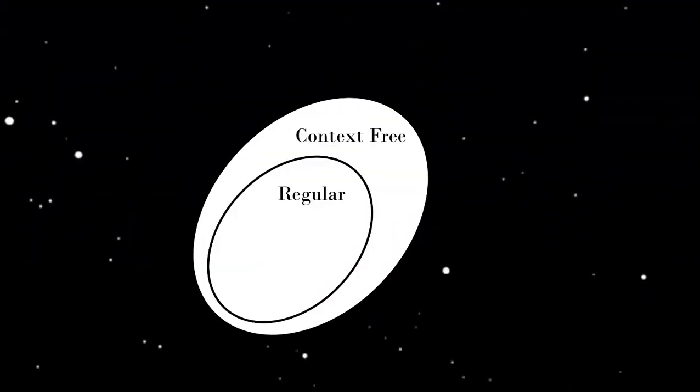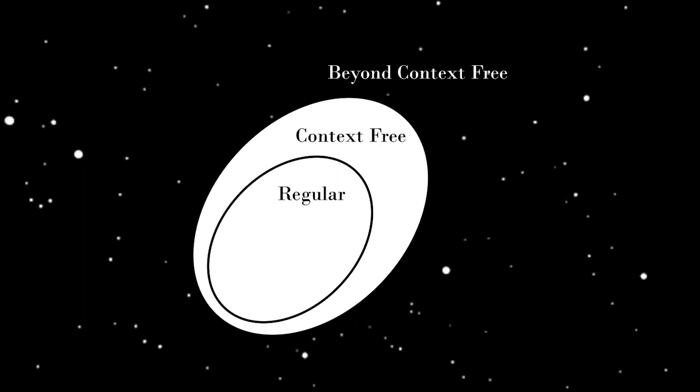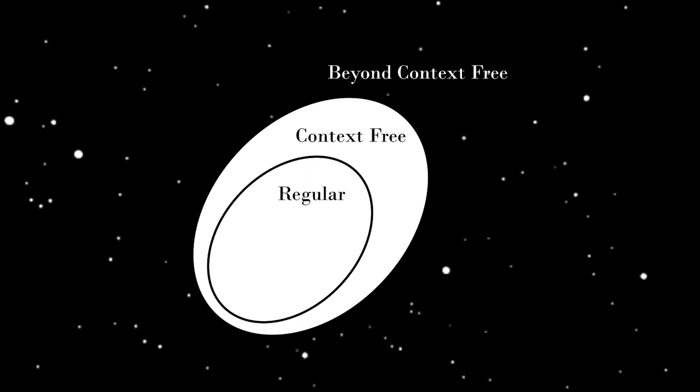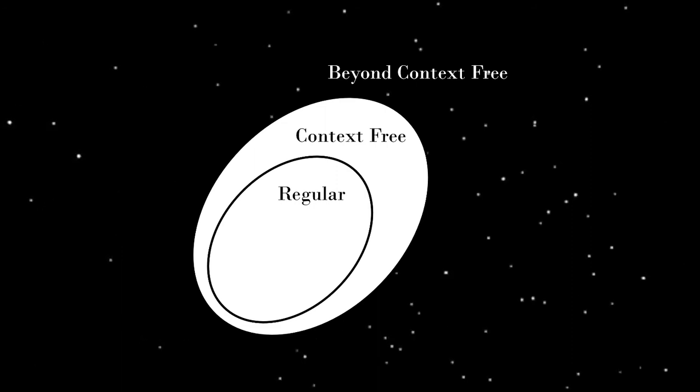We have met so far three families of languages: the regular languages, the context-free languages, and those that are beyond context-free. In this video, we will talk about the strict containment relation captured by this Venn diagram. Every regular language is context-free, and every context-free language is in beyond context-free.